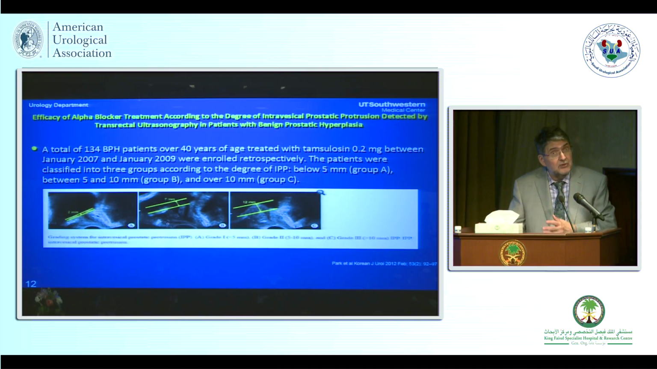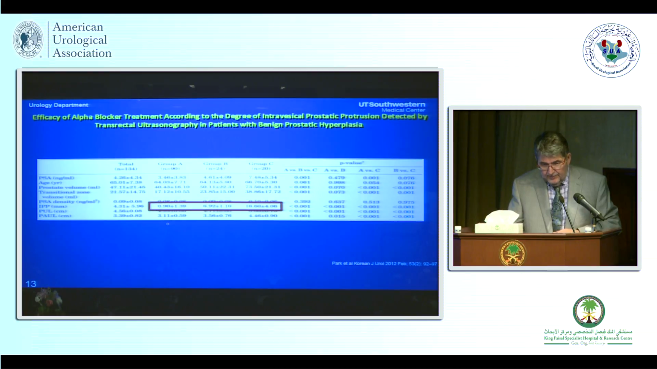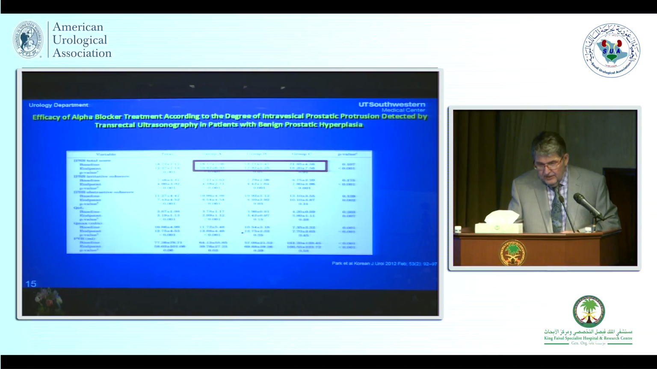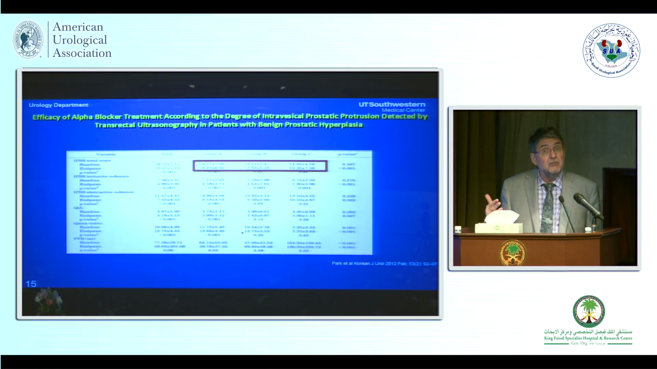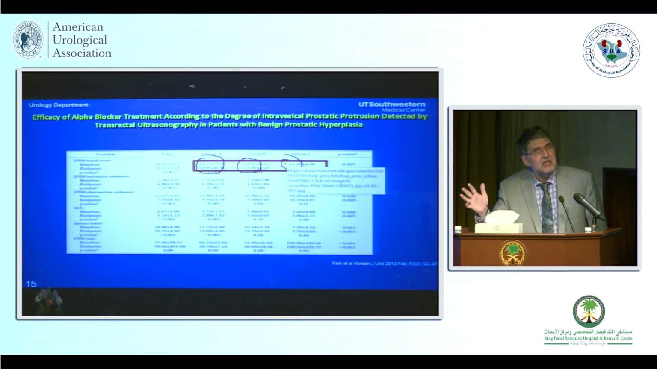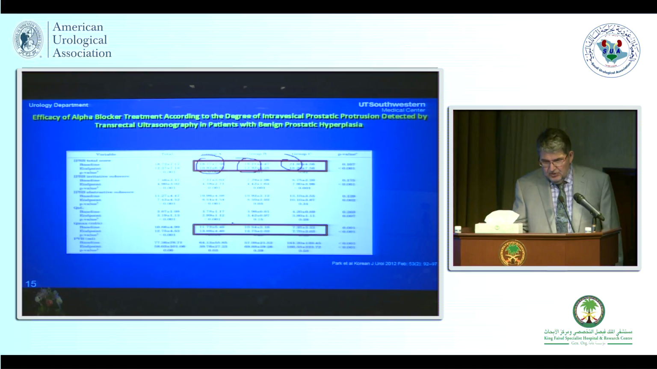This is a Korean paper. It's not Dr. Fu's paper, but it's from Korea. It shows the intravesical protrusion on average 0.9, 6.9, and 16.6 millimeters in grades 1, 2, and 3. And here it shows that those three groups have a vastly different response in terms of symptoms with an alpha blocker, namely ranging from 8 points to 6 points to only 3 points. So the highest IPP respond poorly in terms of symptoms and in terms of flow rate to an alpha blocker.